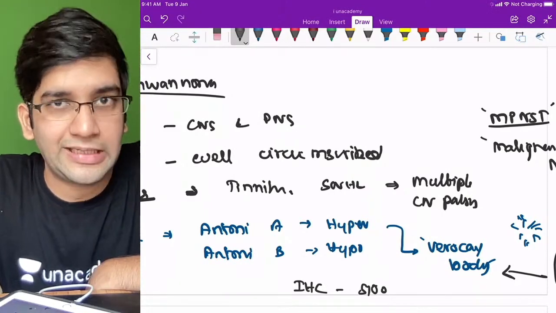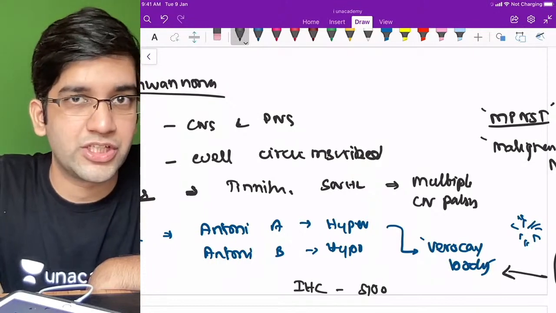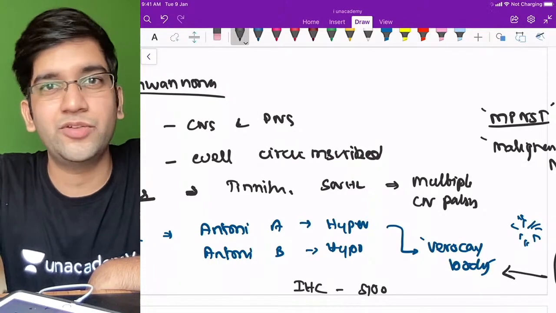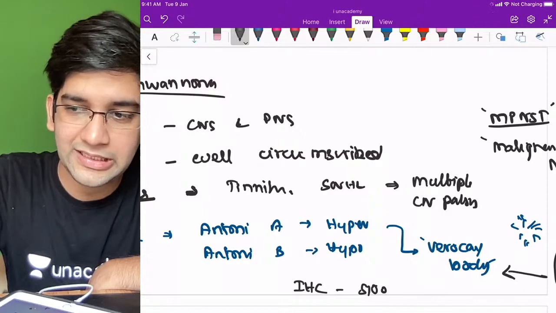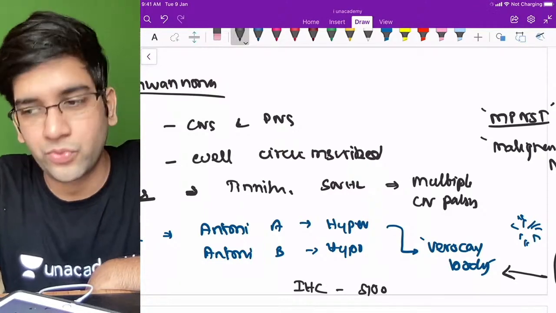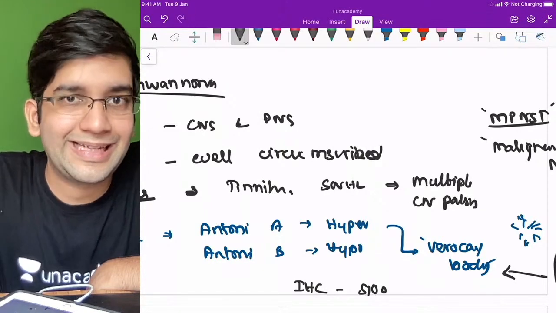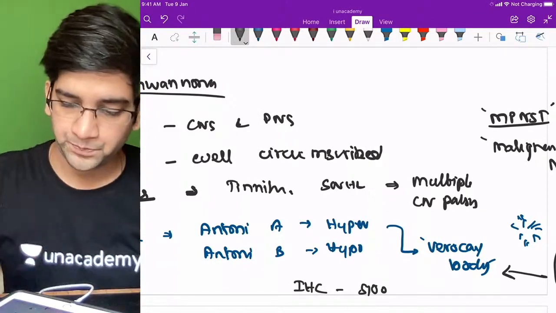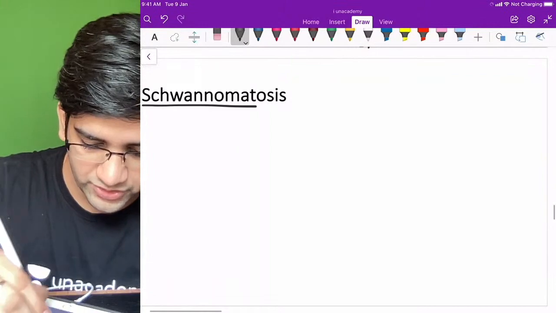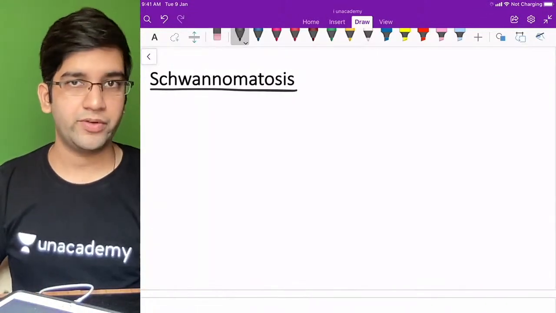I had put a question in the Telegram group, right? 4-hit pathogenesis mechanism. I was asking for a tumor. You guys answered NASH. NASH is not 4-hit, NASH is a multi-hit pathogenesis model. The 4-hit pathogenesis model is classically seen in schwannomatosis, right? The third disease, the syndromic thing we are going to see, is schwannomatosis, right?